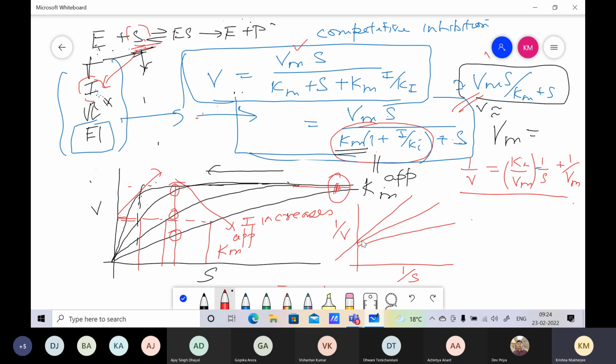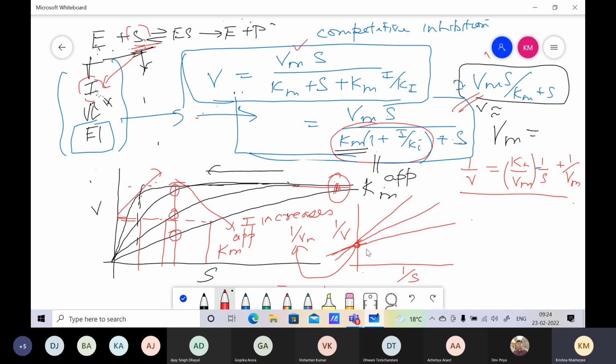They will all intersect at this point on the y-axis, because this y-axis intercept is nothing but 1 by Vmax, and that is not changing. The y-axis intercept means x is equal to 0. That means 1 by S is 0, so substrate is equal to infinity. So at infinite substrate, the velocity will be equal to Vmax. That cannot change. This is the Vmax at any I.